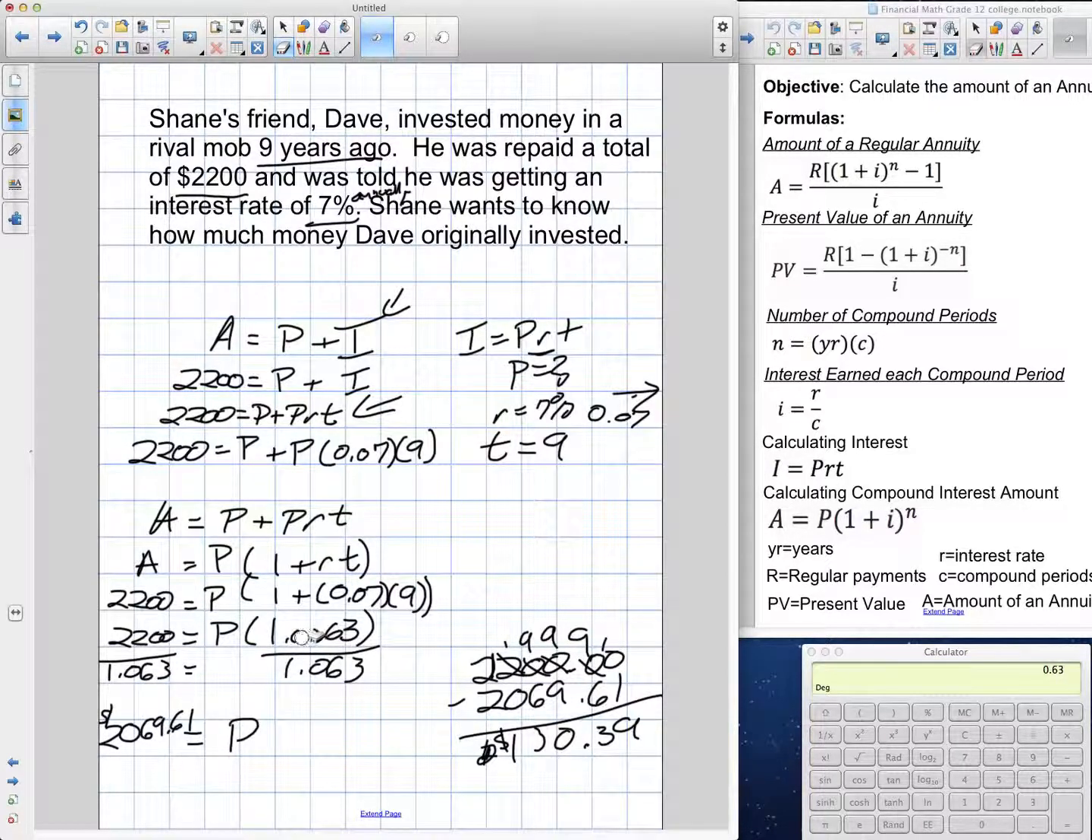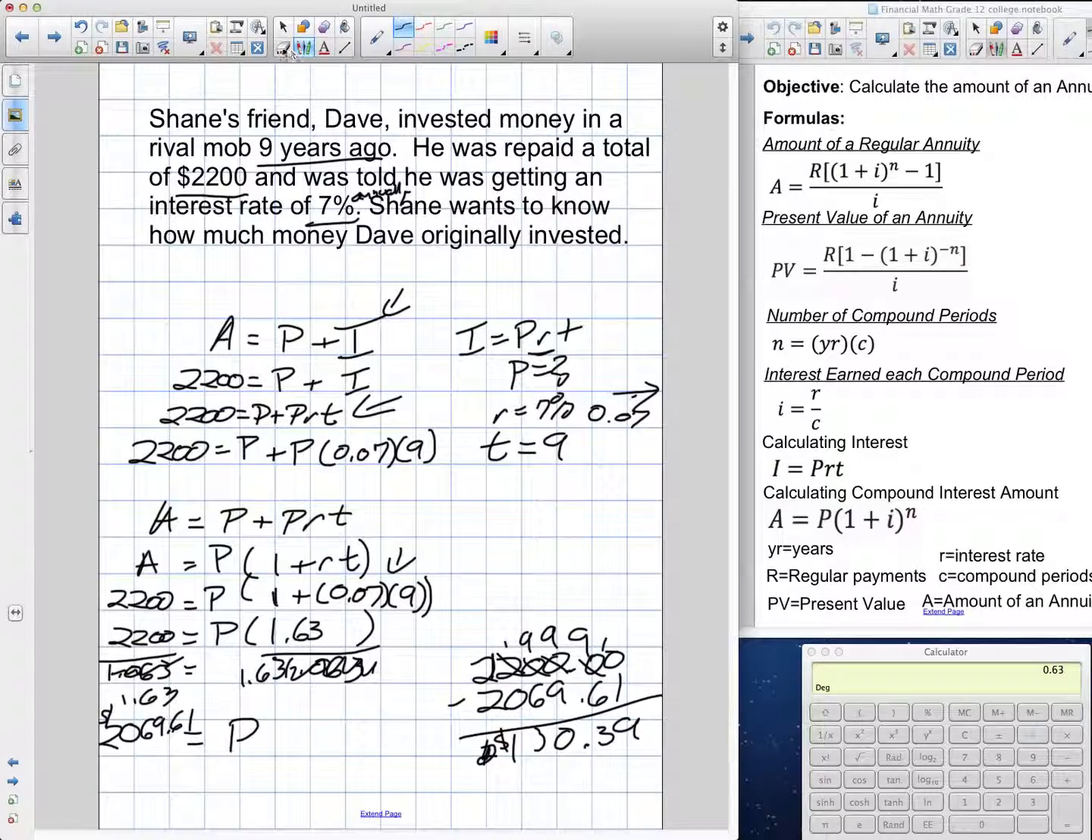It's not 1.063, it should be 1.63. So just do it again on the calculator. 0.07 times 9. We don't multiply the 1, we just multiply these two. 0.07 times 9 is 0.63. We add the 0.63 plus 1 is 1.63. So we should have divided by 1.63.